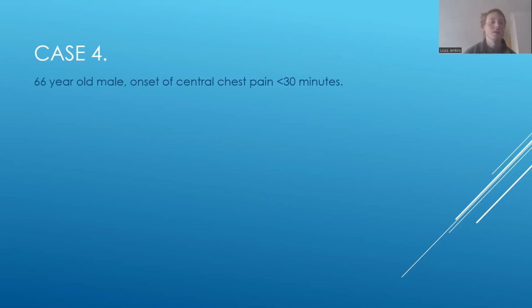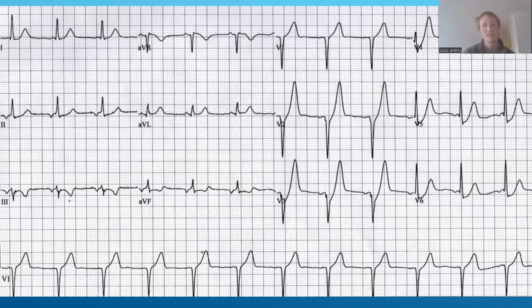But anyway, moving on. 66-year-old male, onset of central chest pain, and it's been less than 30 minutes. So by some miracle, we've gotten to this ambulance really fast. No calls holding. He's called up immediately, and you're at his doorstep in 30 minutes. That's great. And here's his ECG.